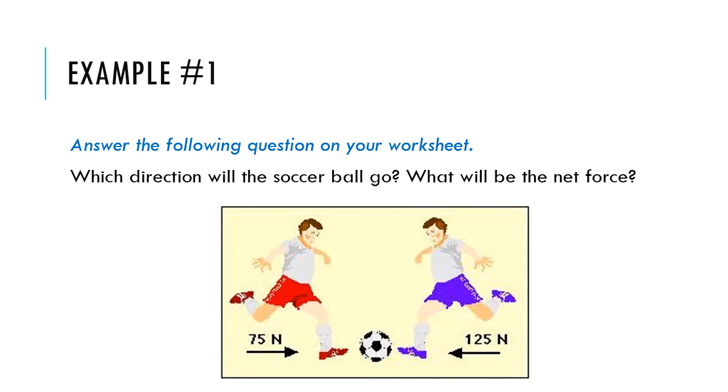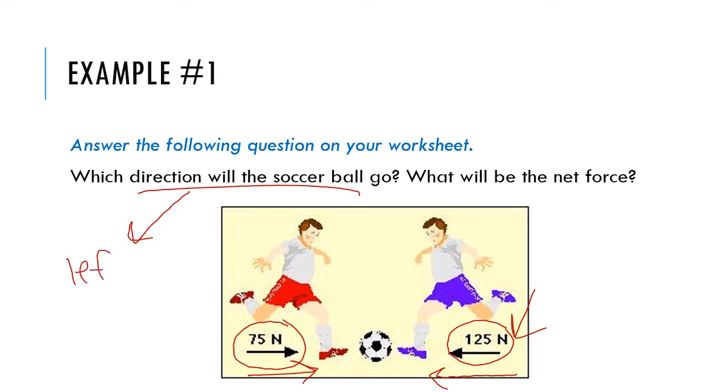So when you're looking at a problem like this, you always want to start by seeing which forces and what direction they are moving in. So on the left, we have a force of 75 newtons moving to the right. On the right, we have a force of 125 newtons moving to the left. So where's more force? It's got to be here. So which direction is our soccer ball going to go? To the left. If you got that, round of applause.